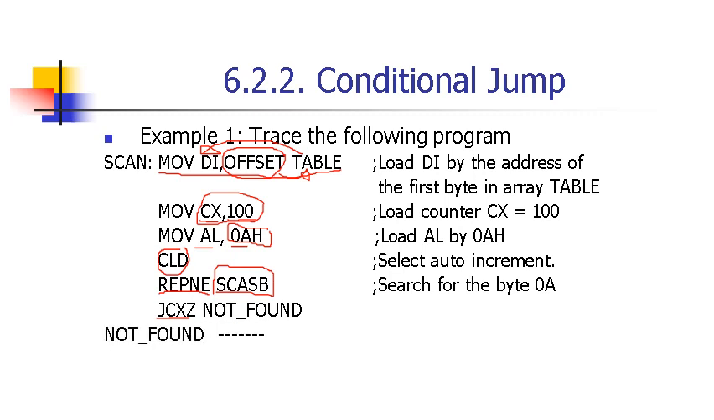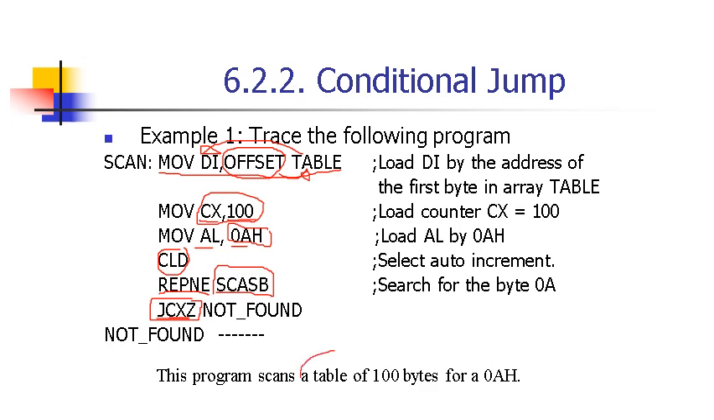Jump if CX is zero, this is what this instruction means. It tells your program to jump if CX is 0, and jump to a label saying not found. We did not find a 0A value within these 100 elements. Good. So this program scans a table of 100 bytes for a value of 0A.